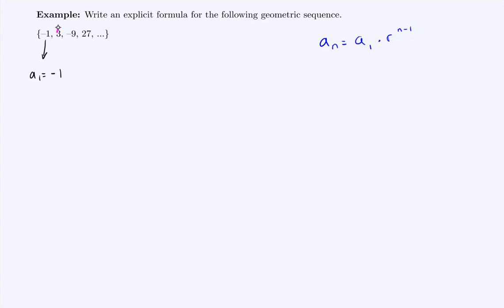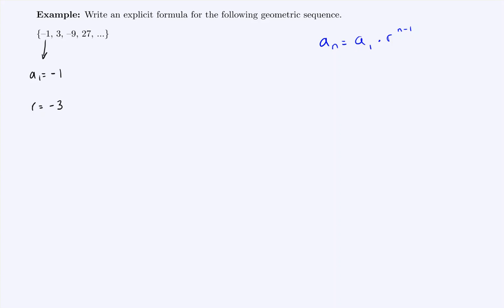Let's see if the pattern holds. 3 times negative 3 is negative 9. Negative 9 times negative 3 is positive 27. Positive 27 times negative 3 would be negative 81. So the sequence is holding so far. So let's say our common ratio here is deciphered to be negative 3.